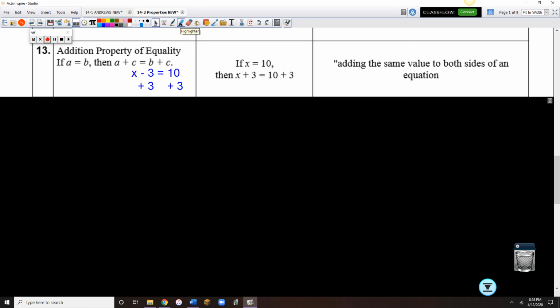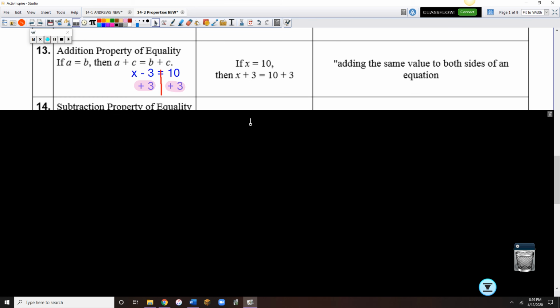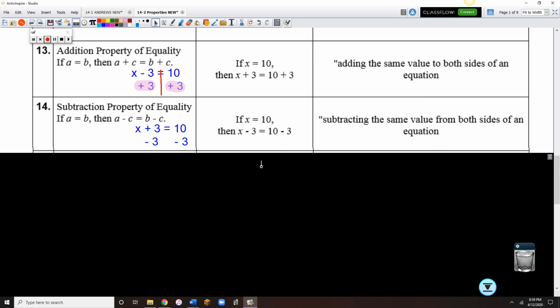The addition property of equality, all that means is if I add something on one side of an equation, I have to also add it on the other side. We do that all the time. We did not know there was a name for it, but there is. It's a property. So when we add the same number on both sides, that's the addition property of equality. Same thing with the subtraction property of equality. Here I am subtracting the same number on both sides.